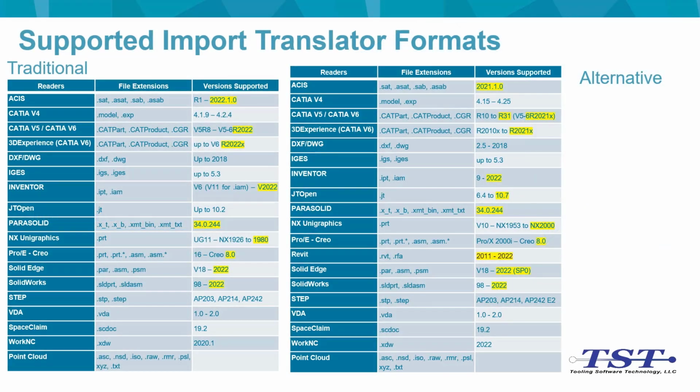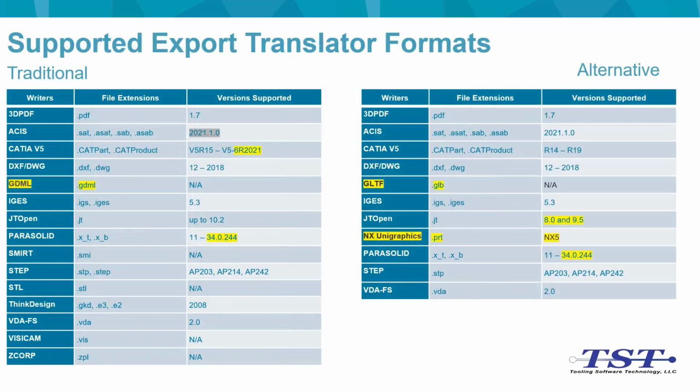So I'll go into some of the new translators. Everything highlighted in this list shows what is new. The more particular ones: Parasolid has been upgraded to version 34. Your SolidWorks and Solid Edge are now up to 2022. You do have the CATIA updates, or CATIA has been updated, Inventor, etc.